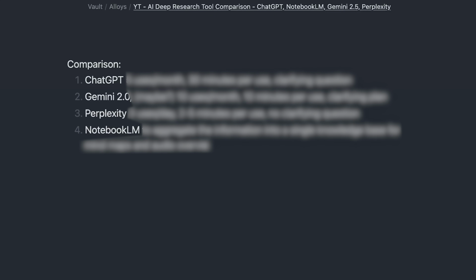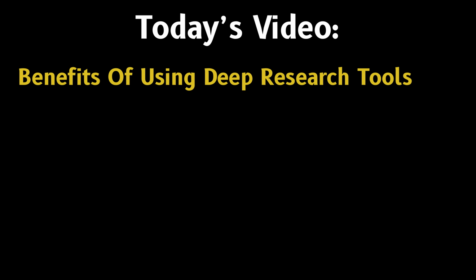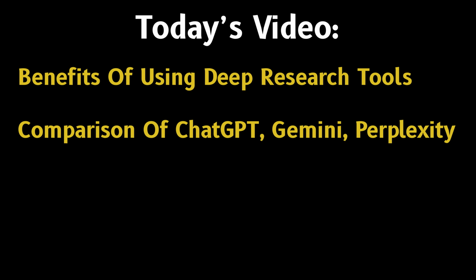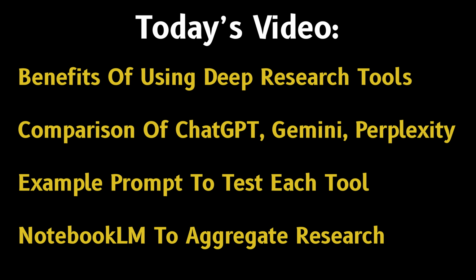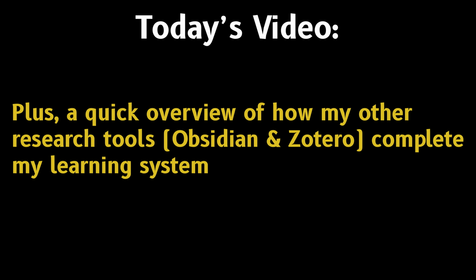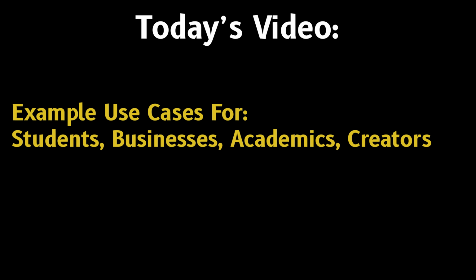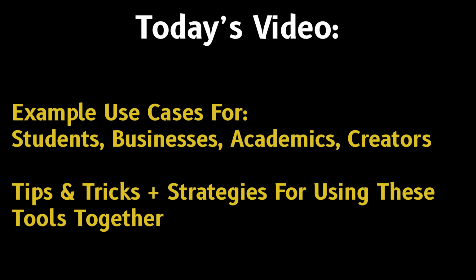In my comparison, I also test how long each tool takes to get the results with some surprising answers. Here's what I'll cover today: an explanation of the benefits of deep research, a comparison of the three most popular deep research tools, ChatGPT, Gemini, and Perplexity, an example use of each tool running the same test prompt and analyzing the results, how I use NotebookLM to aggregate deep research information and discover sources, which is a bit different than deep research but much faster. I'll also share briefly a few other research tools like Zotero and Obsidian that help me tie my learning system together. Finally, I'll give some of the best example use cases I envision using this tool for, along with my tips and tricks on how to use these tools together more effectively so you can save time, effort, and money.